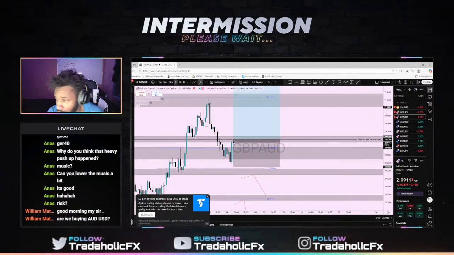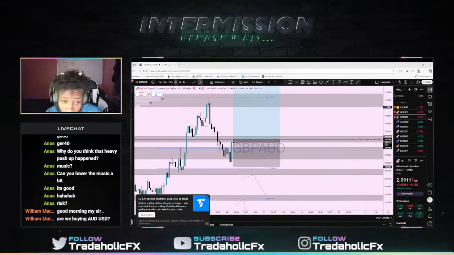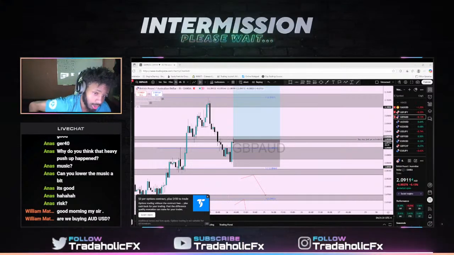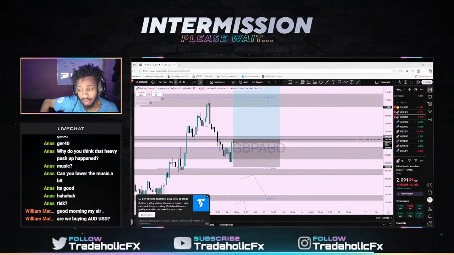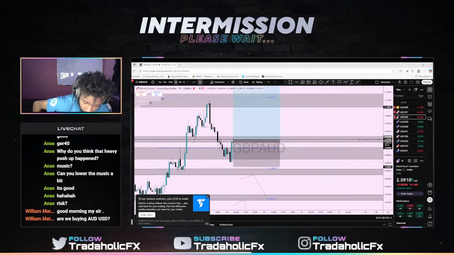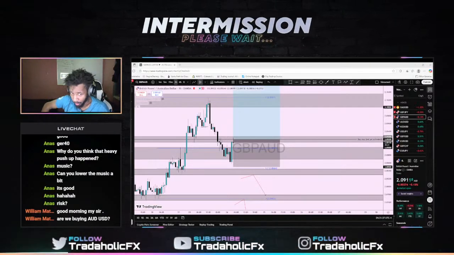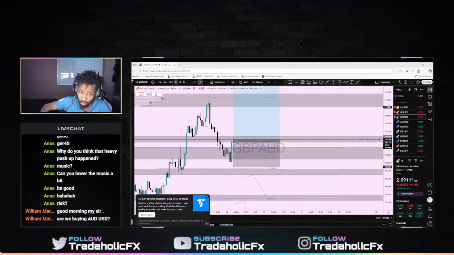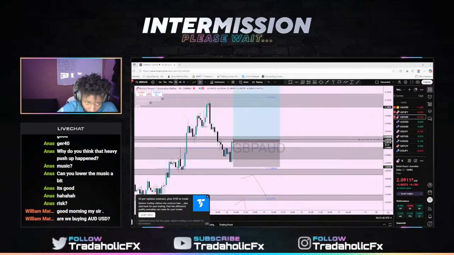Are we buying AUD USD? Nah, this is on GBP AUD. And this is my position based off my personal opinion. I'm not enticing you to take this trade. If you take this trade, take it with your own risk management at your own free will. It's in no way, shape, or form financial advice. Do your own research.